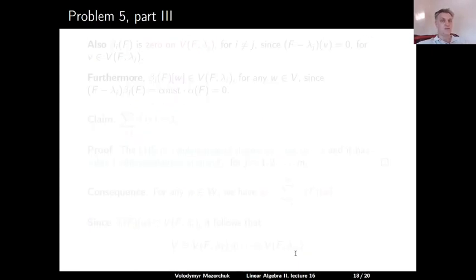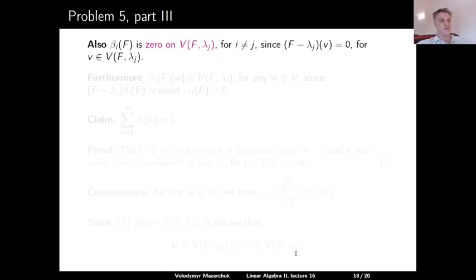Next observation, beta I of f acts as zero on the eigenspace of f with eigenvalue lambda j for any j which is not equal to I. And this is because beta I of f contains as a factor f minus lambda j. Of course, this annihilates any eigenvector for eigenvalue lambda j.